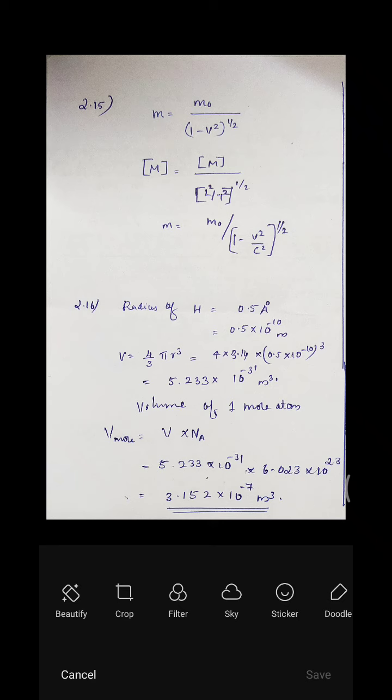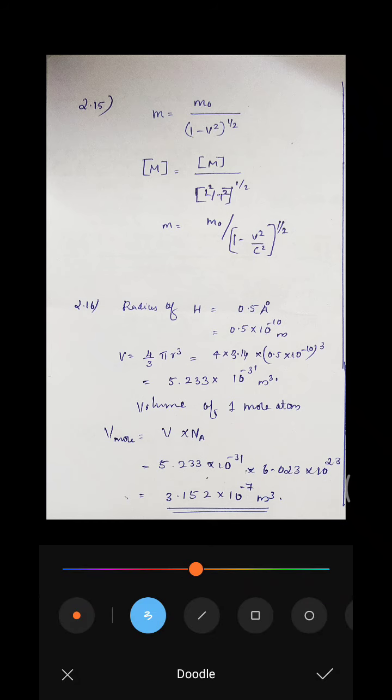First of all we have to find out the volume of one hydrogen atom. As you know, the atomic radius of hydrogen atom is 0.5 Angstrom, that is 0.5 into 10 to the power minus 10 meter. Then we know that the atom is in a spherical shape. For the sphere, the equation for volume is V is equal to 4 by 3 pi r cube. So you have to substitute the value 4 by 3.